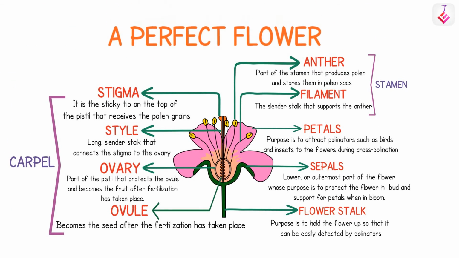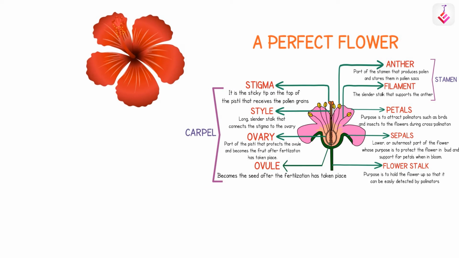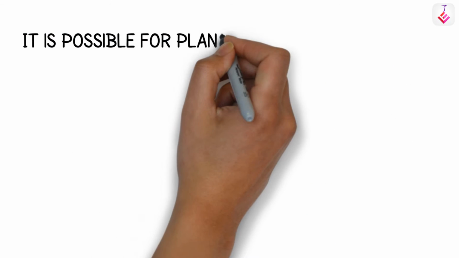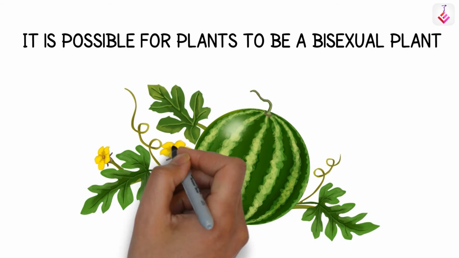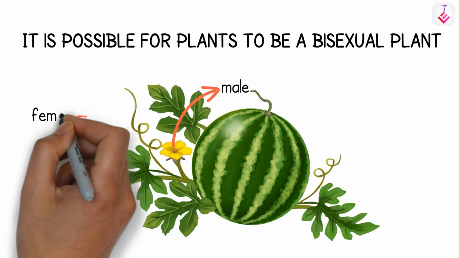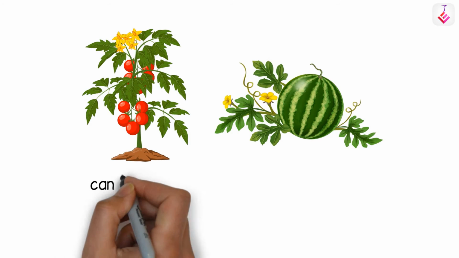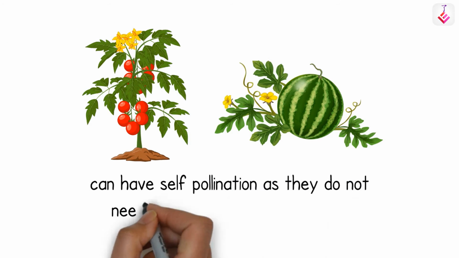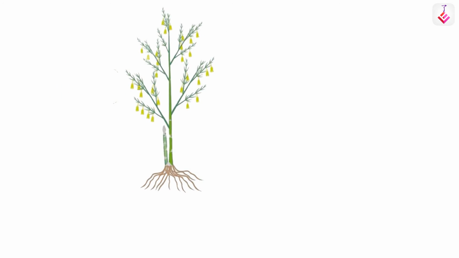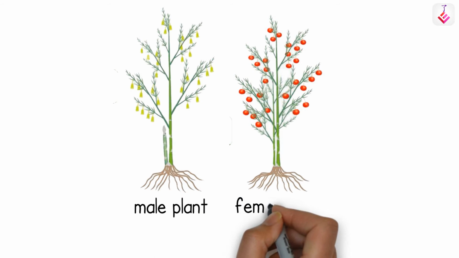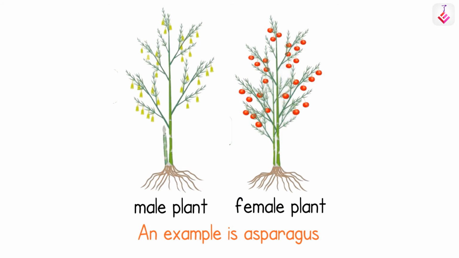A perfect flower is mentioned. Examples are hibiscus, morning glory, and tomato. It is possible for plants to be a bisexual plant, meaning bearing separate male and female flowers on the same plant. Examples are cucumber, maize, and watermelon. Both bisexual plants or plants with perfect flowers can have self-pollination, as they do not need another plant to reproduce. It is also possible to have male and female flowers develop on separate plants, known as male plant or female plant. An example is asparagus.